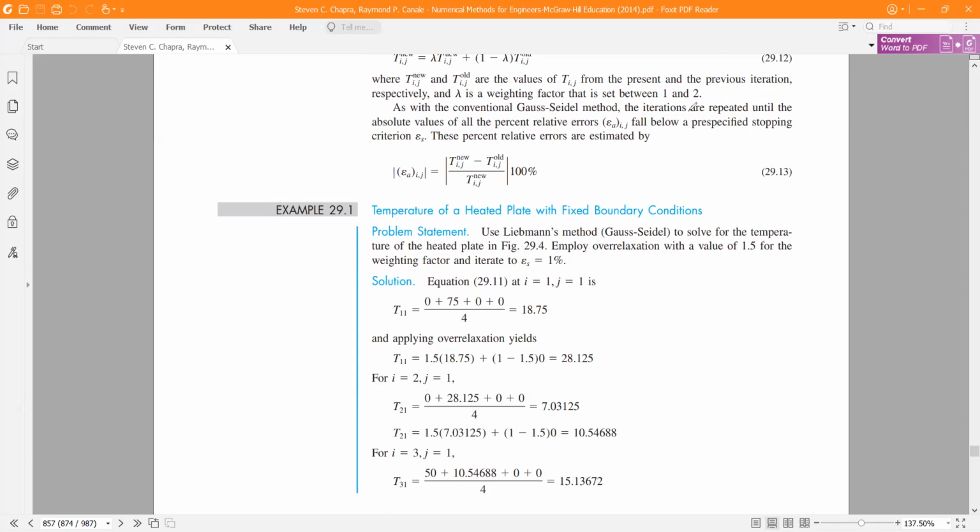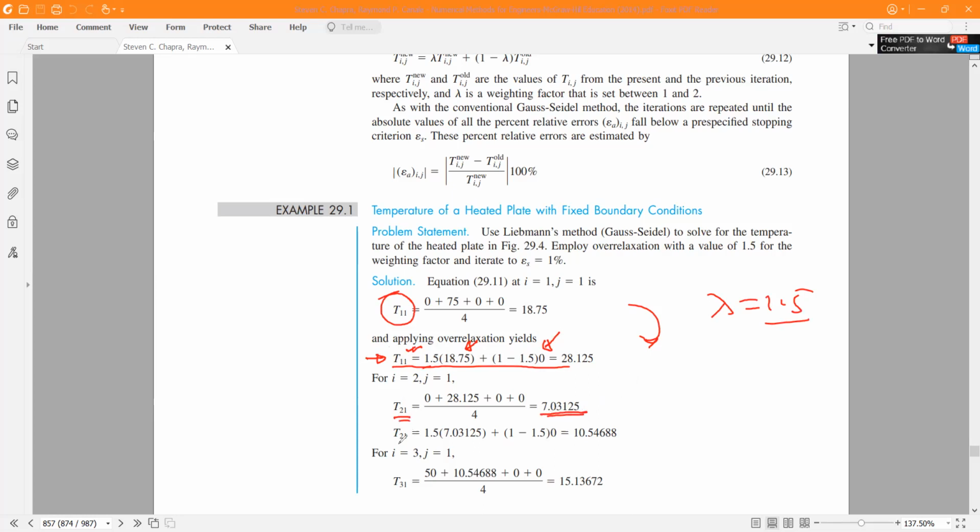But here, if you want to use our relaxation technique, what do you need to do? Without using T11 directly in the next equation for finding T21 or T22, it is relaxed in this way. This is the old value multiplied by lambda minus 1. Here lambda is equal to 1.5. Then this is the immediately calculated value multiplied by lambda. Then this is the relaxed value of T11, and that is used in finding T21. The T21 value is this.